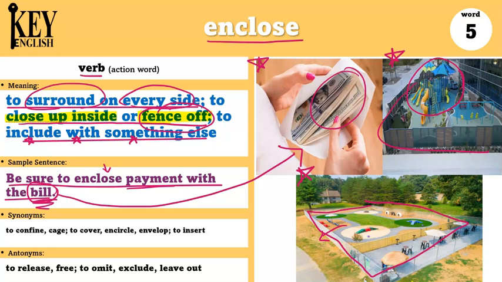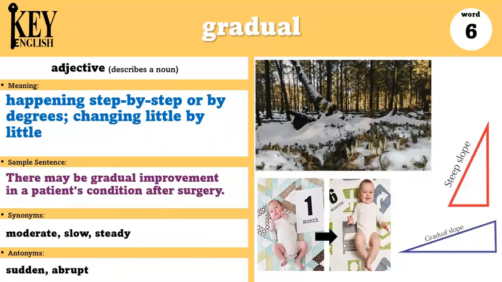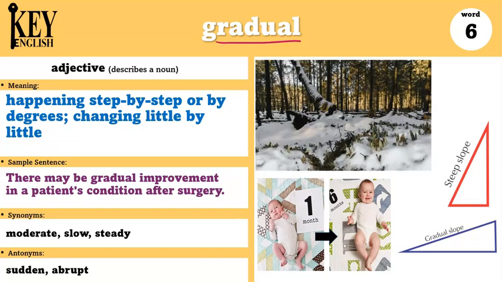Some synonyms are to confine, cage, to cover, to encircle, envelop, and to insert. And some antonyms are to release, free, to omit, exclude, and leave out. Our next word is gradual.